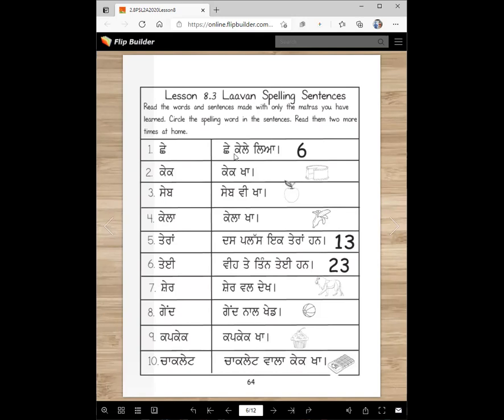Che, che ke le liya, che. Bring che, six bananas. So which are your spelling words here? Che and kelle, both are your spelling words. Cake, cake, ka, cake, yum, yum. Seb, seb, vi, ka, also eat an apple. Kela, kela, ka, tera. Das plus ik, what?